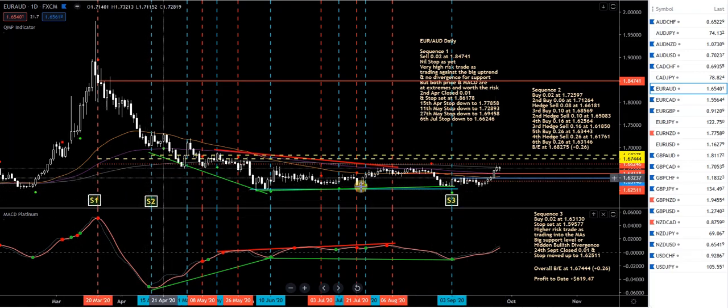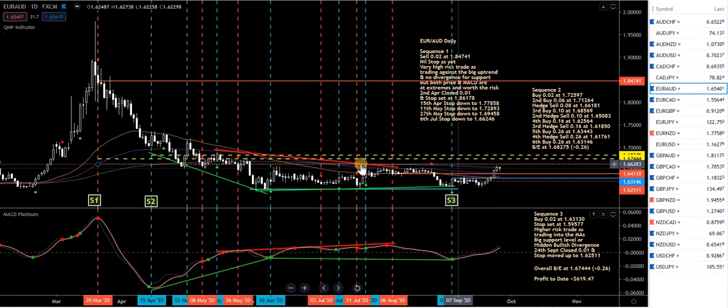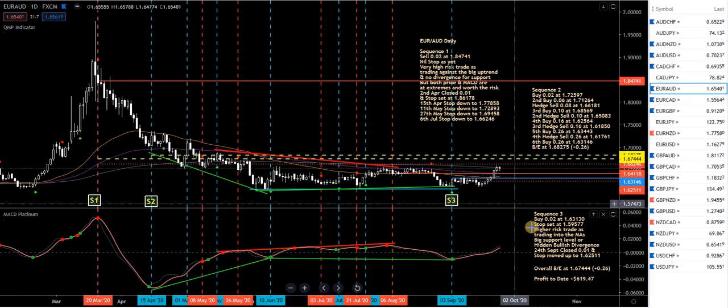Sequence 1 safe, sequence 2, we just got to push up to these yellow lines, and it doesn't matter if we don't make it there, we can close them out anyway because we've got some good profit there. And we'll just see how we go, because we'll bank a lot more profit once this one closes too, so that'll be added to that list. So that's the Euro Aussie.